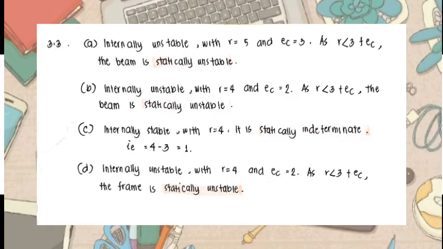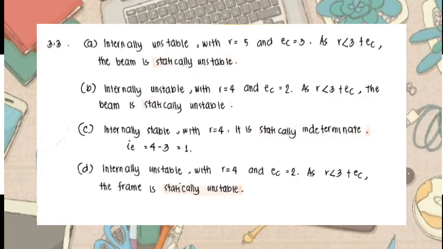Letter B, internally unstable with reaction equal to 4, and equation of condition equal to 2. So the beam shows statically unstable. Letter C, internally stable with reaction equal to 4, so it is statically indeterminate.